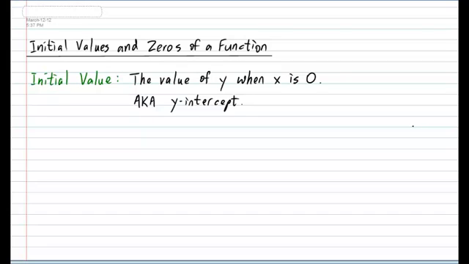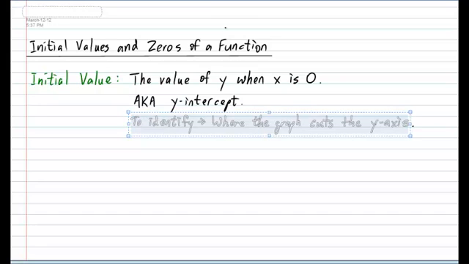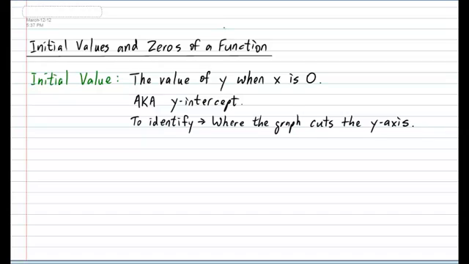To identify the initial value from a graph is actually very easy. All you have to do is basically look and see where the graph is cutting the y-axis. So let's get that down. To identify, we simply look at where the graph cuts the y-axis.